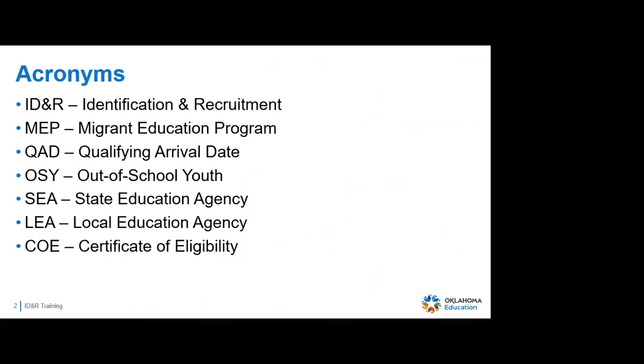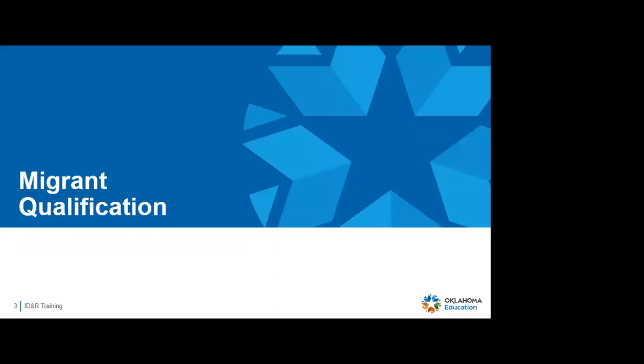So some acronyms that everyone knows already: ID&R, Identification and Recruitment; MEP, Migrant Education Program; QAD, Qualifying Arrival Date; OSY, Out of School Youth; SEA, State Education Agency; LEA, Local Education Agency; COE, Certificate of Eligibility.